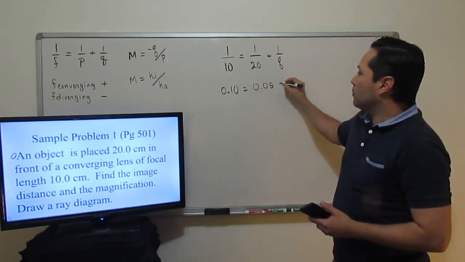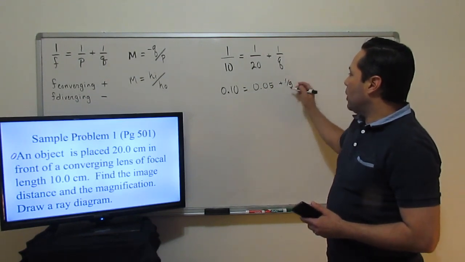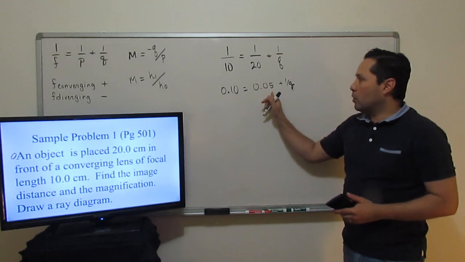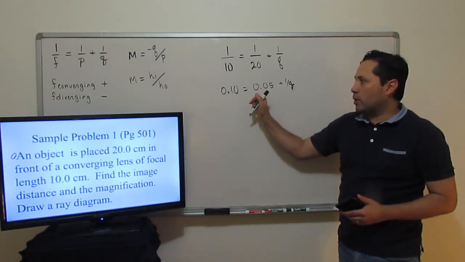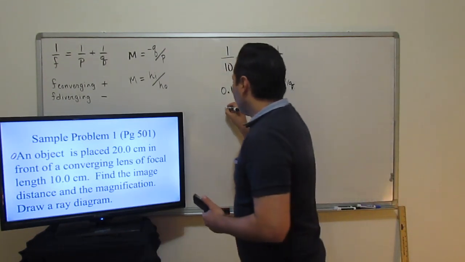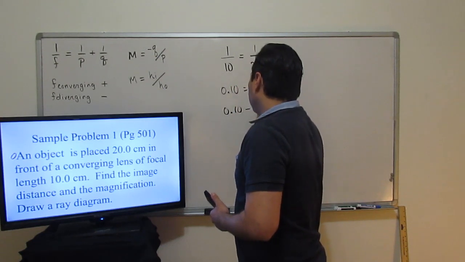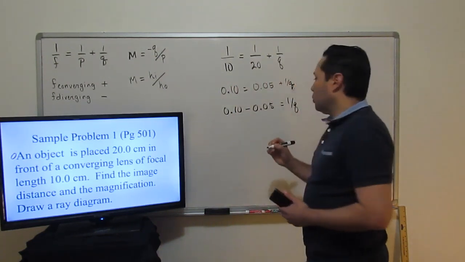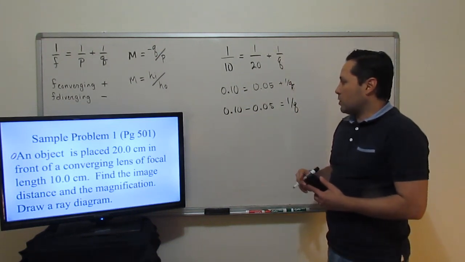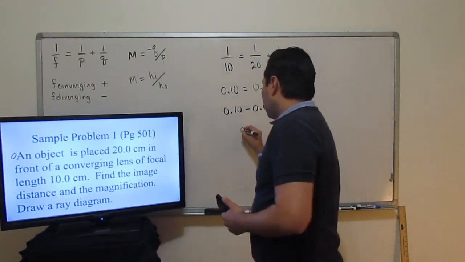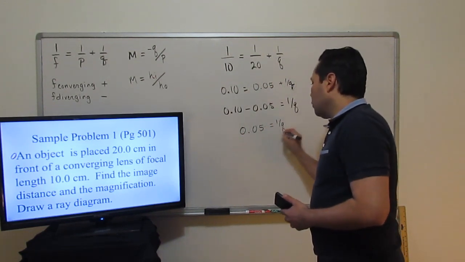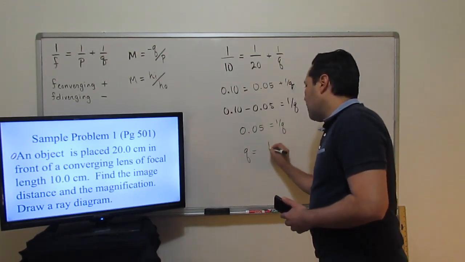And now we're going to go ahead and move over the 0.05 over here. We're going to go ahead and subtract. So it's going to be 0.1 minus 0.05 equals 1 over Q. Alright, next, subtract here. 0.1 minus 0.05 gives me 0.05 equals 1 over Q. Rearrange it slightly.